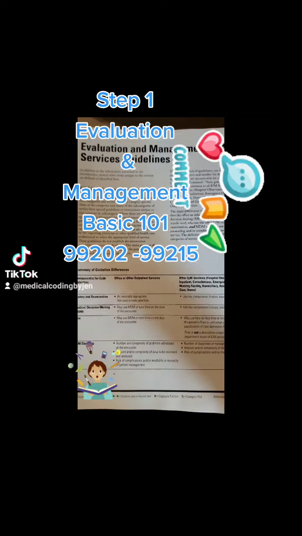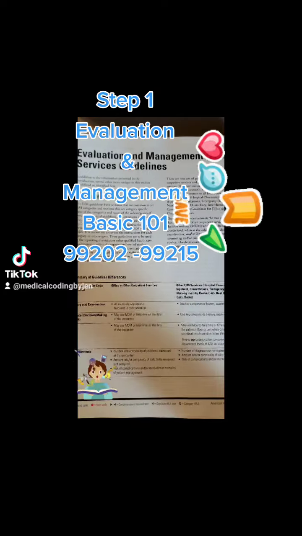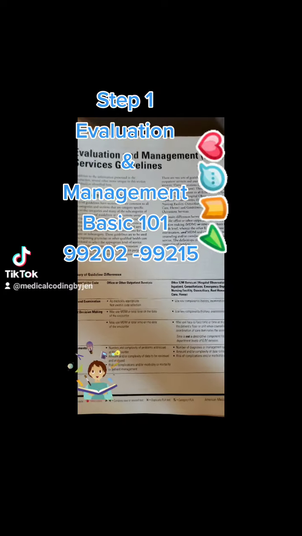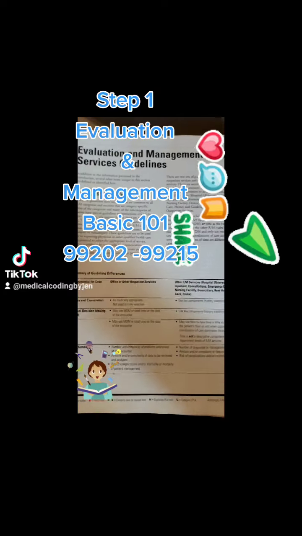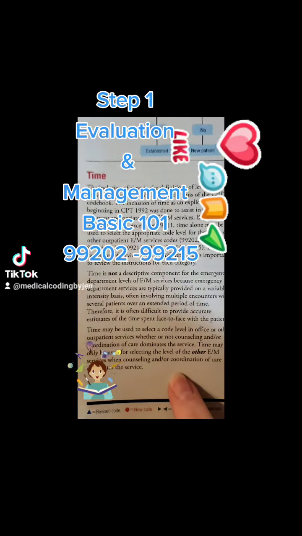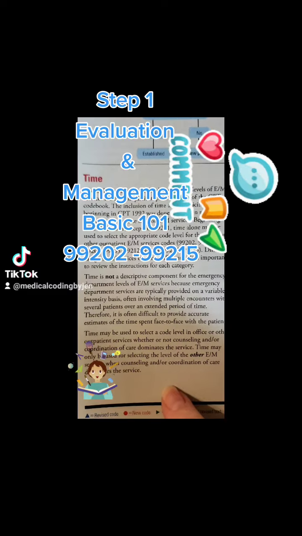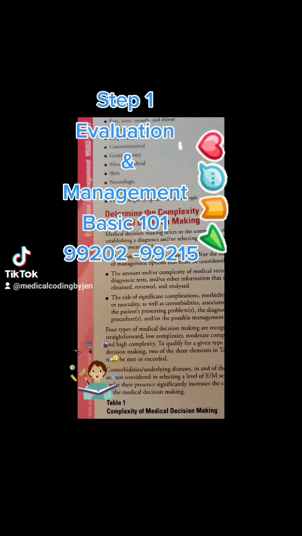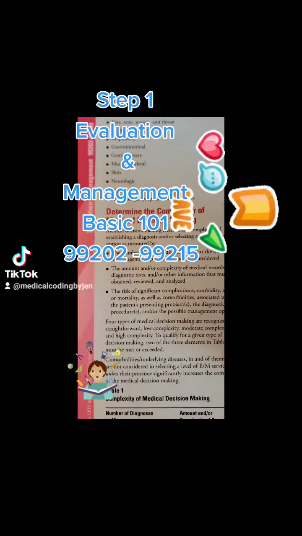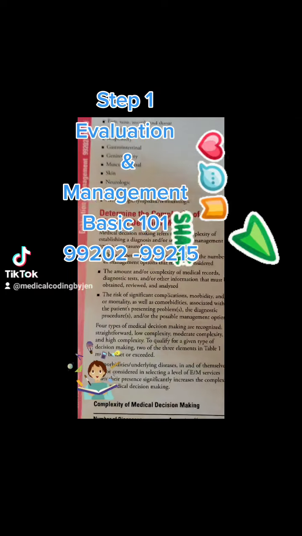What do you need to know for evaluation and management for a medical coding certification exam? Quite a few little basics, but let's get into them. Time is key for the first set of E&M codes, so be sure you understand the meaning of time. MDM is the next thing you need to know for the first set of E&M codes.